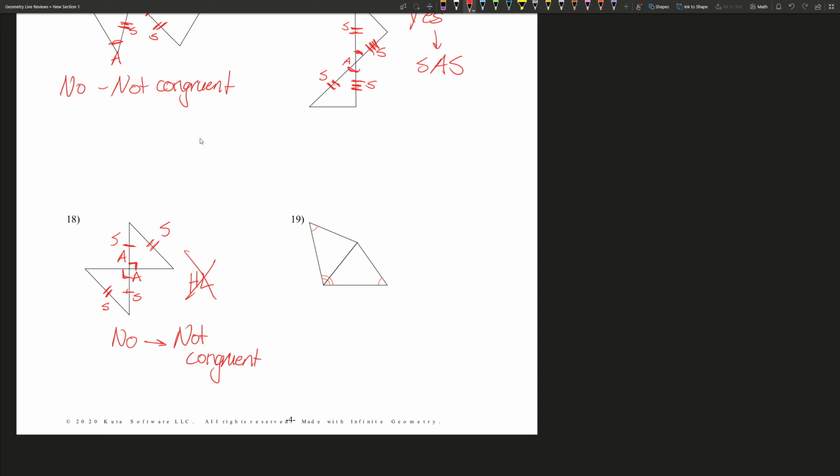Number 19, we have an angle congruent to another angle. And then these two angles congruent. And a shared side, so that's congruent to itself. So we have angle, angle, side, angle, angle, side. So yes, these two would be congruent because of AAS.